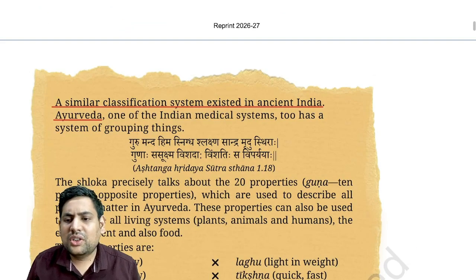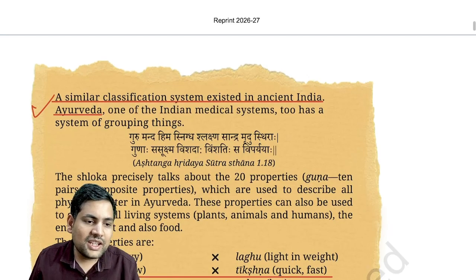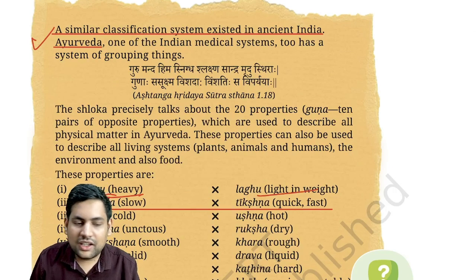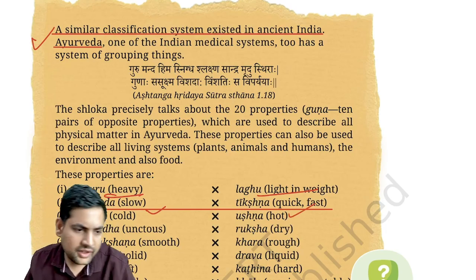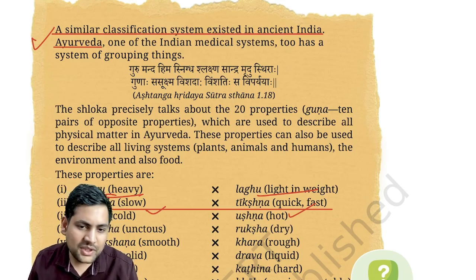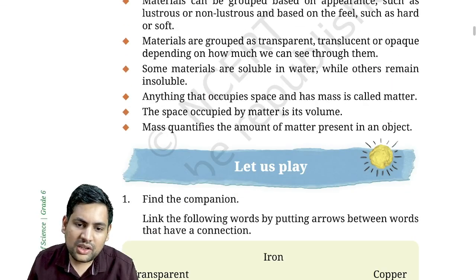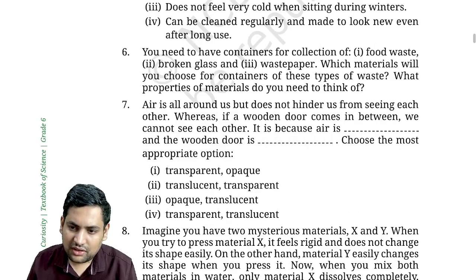Now it talks about the ancient system, how in the ancient system we used to divide things. That is in Ayurveda how we used to divide things. So then many examples are given. For example, guru, that is heavy, laghu or light. Then mand, mand aankhein, mand muskana, you might have heard. So this means slow, and tikshana means quick or fast. Correct. Similarly, you have many others. Names are not very important. So this is what they talked about: the materials that are around us and their basic classification, correct?